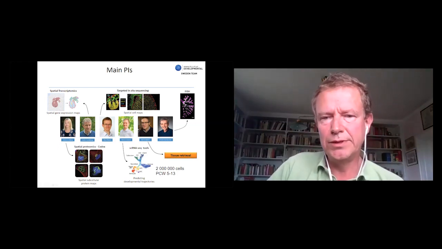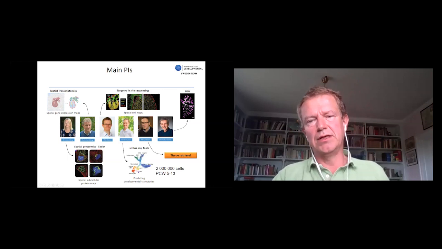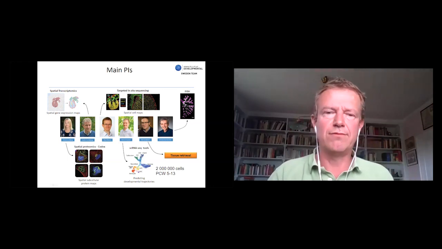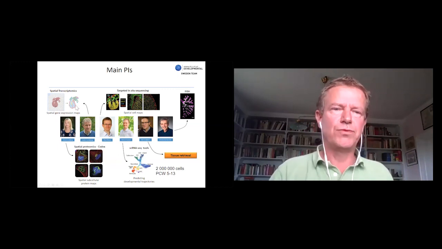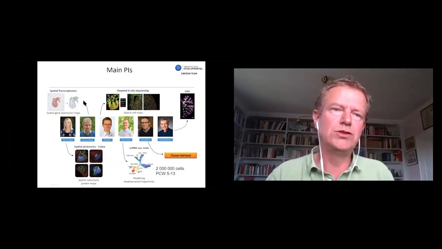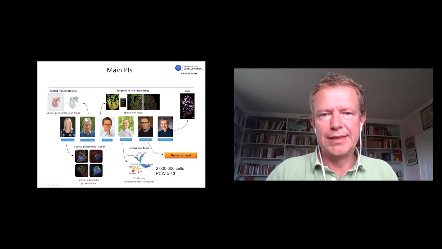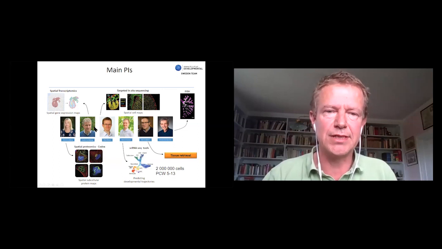Sten Linnarsson, who is providing single-cell RNA sequencing data, and his lab has today processed about 2 million cells from post-conceptional weeks 5 to 13. Joachim Lundberg is providing transcriptome-wide spatial expression profiling using the spatial transcriptomics method. And then towards the end, we have targeted methods to do more detailed characterization of tissues.